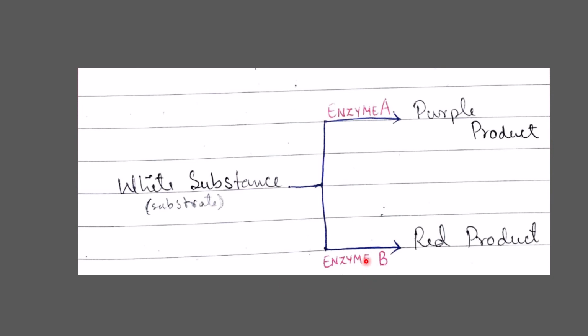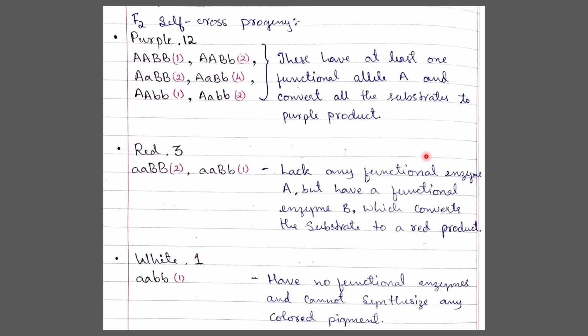That is, the allelic condition also matters here. If the dominant allele B is present, enzyme B will produce its color. If the recessive b is formed, then the product remains the same. Or if any one allele is dominant A, irrespective of the allelic condition of the other locus, then the substance will always be the purple product here. So this slide explains the genotypes of the F2 progenies.